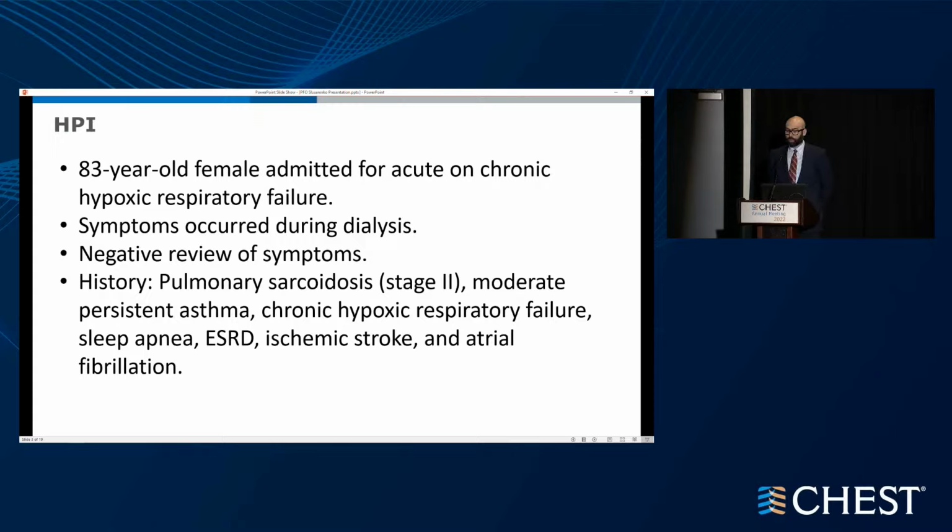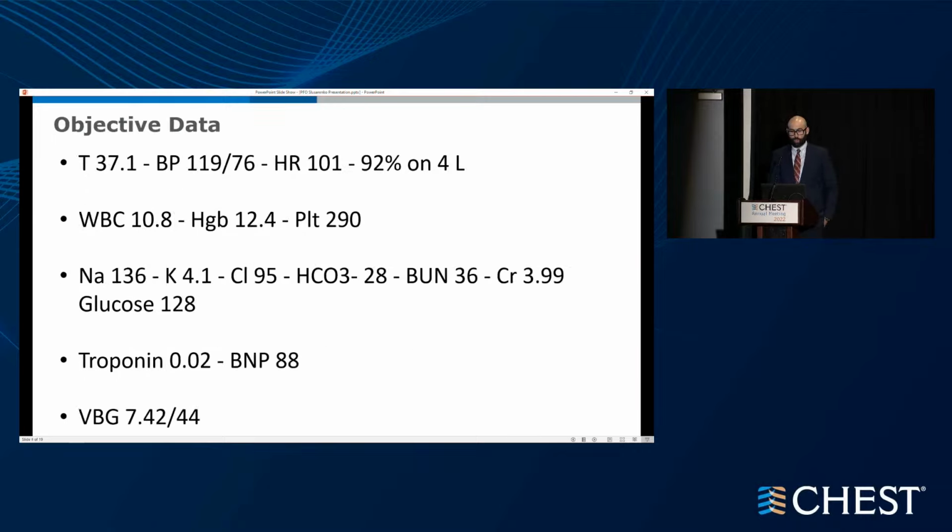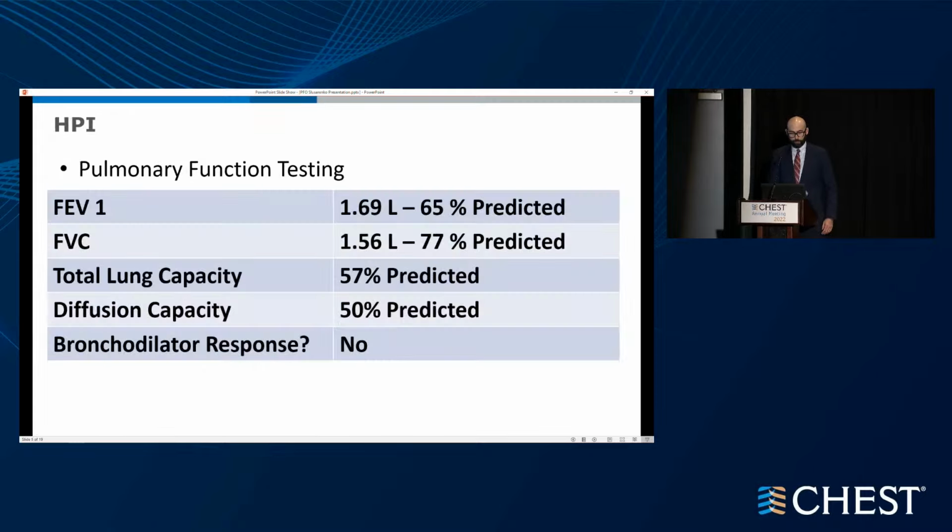She had a history of pulmonary sarcoidosis stage 2, moderate persistent asthma, chronic hypoxic respiratory failure, sleep apnea, end-stage renal disease, ischemic stroke, and atrial fibrillation. When she was not symptomatic, she had stable vital signs and she was on her baseline 4 liters of oxygen. Her lab values are shown, which are not contributory to this case. Her most recent pulmonary function tests included an FEV1 of 65% predicted, an FVC of 1.56 liters or 77% predicted, total lung capacity 57% predicted, diffusion capacity 50% predicted, and no bronchodilator response.